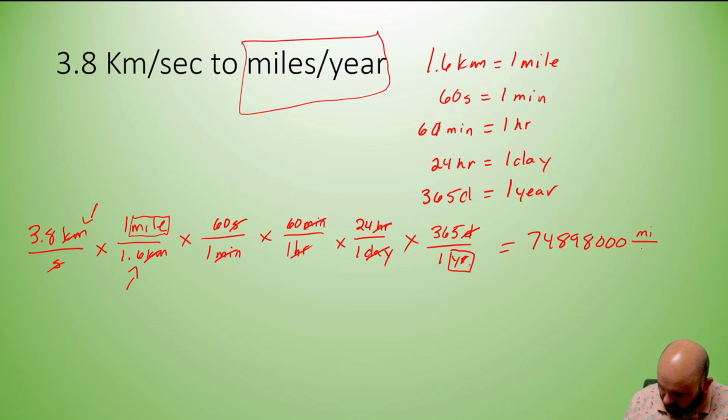Miles per year is our velocity. So that's really pretty quick. Kilometers are big distances, so if you're traveling 3.8 of them every second, that would relate to a very, very large amount of miles traveled over the entire year. So we can be pretty confident that our answer makes sense here.